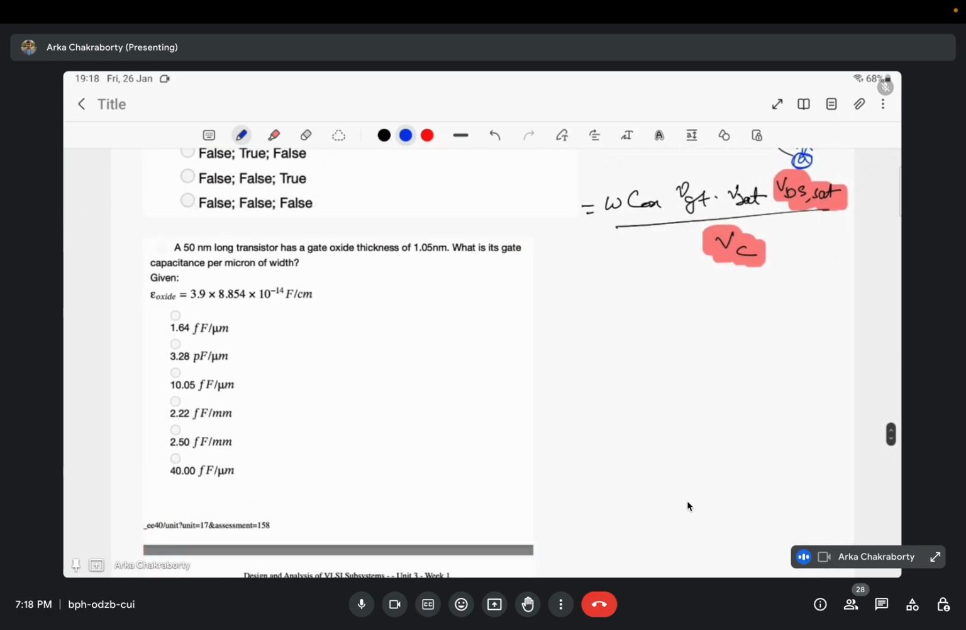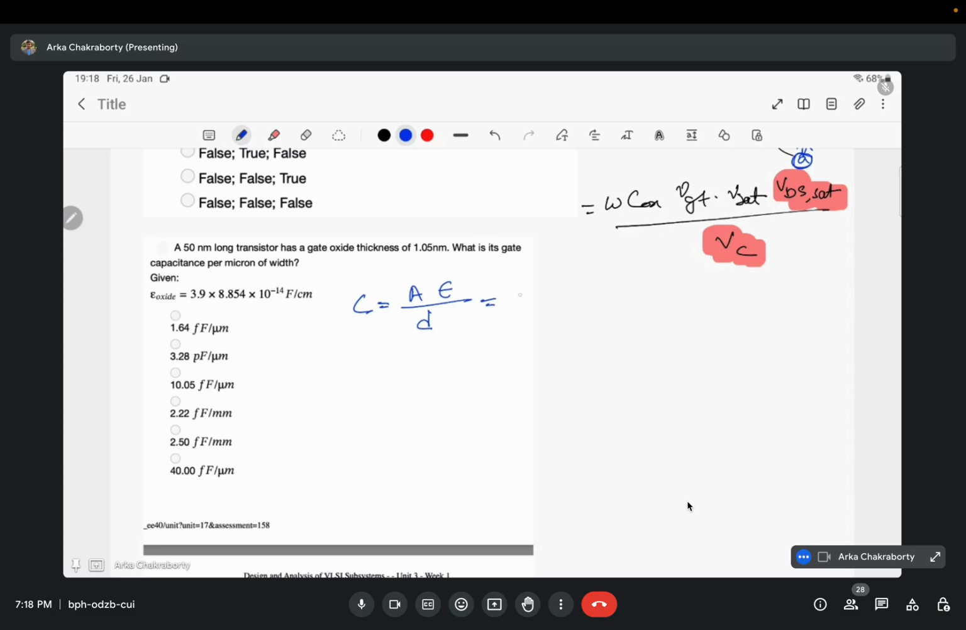So next question is: a 15 nanometer long transistor has a gate oxide thickness of 1.05 nanometer. What is the gate capacitance per micron of width? Simple, a class 12 student can do it. Okay, we know what it is. Capacitance is equal to A epsilon by D, parallel plate capacitor, right?